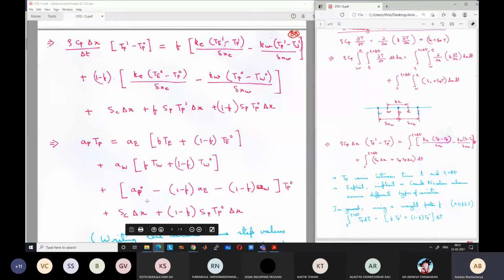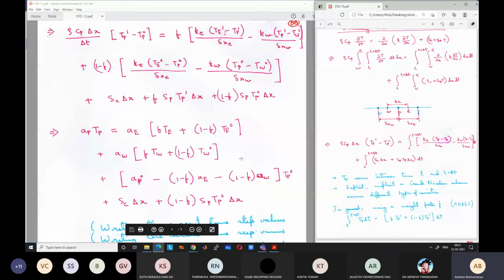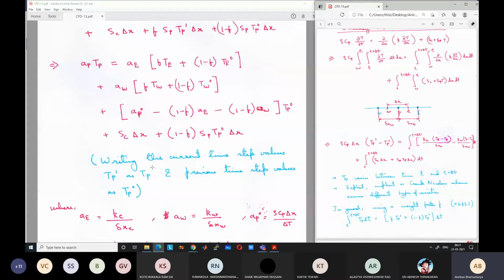So we are writing the current time step values as TP instead of TP1, and the previous time step values as TP0, which is the standard practice. So A is equal to K by delta XC. I will keep this open here. This is the discretized equation where A is equal to K by delta XC.